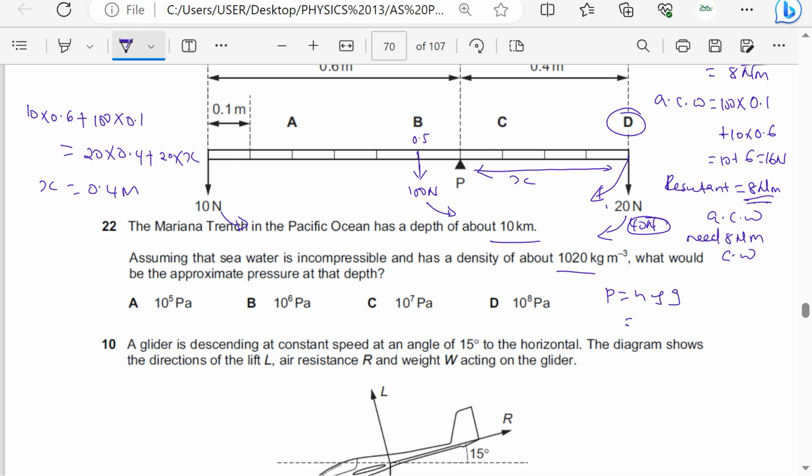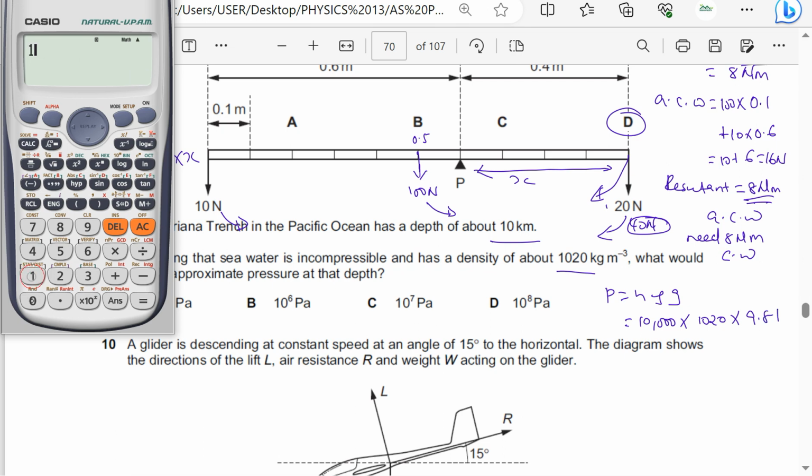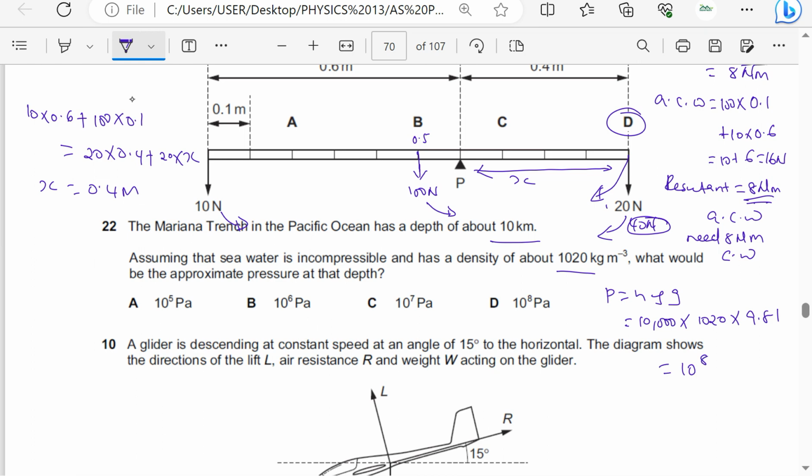So h is 10,000. Density is 1020. g is 9.81. So we have 10,000 times 1020 times 9.81. That is about 10 power 8, so 10 power 8 pascals. So the answer is going to be D.